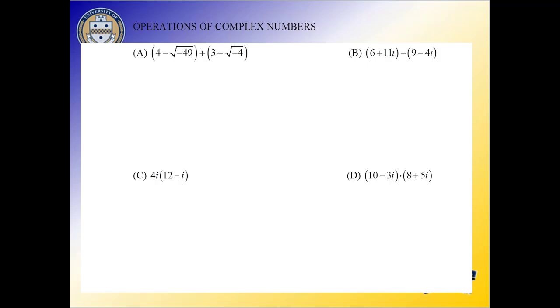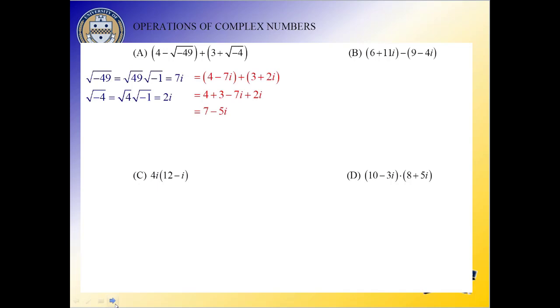Because in the real number system, I can't take the square root of negative 49 or the square root of negative 4. But I can look at the square root of negative 49 as the square root of 49 times the square root of negative 1, which becomes 7i. I can look at the square root of negative 4 as the square root of 4 times the square root of negative 1, which becomes 2i. So what I end up having for the complex numbers is 4 minus 7i plus 3 plus 2i.